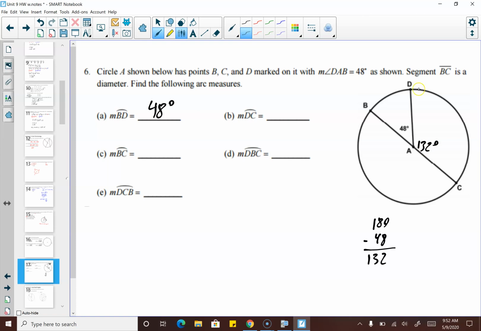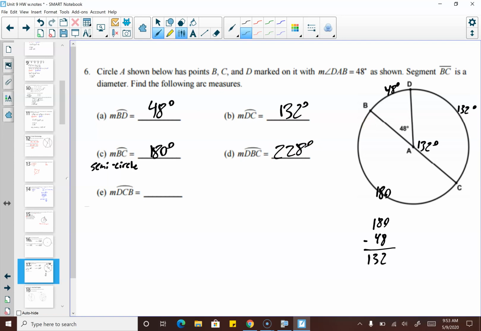So now if we look, what's the arc DC? Well, same thing. Central angle and its arc are congruent. So 132 degrees. What about BC? Well, arc BC here is a semicircle. Okay. Semicircle, fancy for half circle, is 180 degrees. What about DBC? So we know that's 180. And we found out that this was 48. So what is DBC? Well, it's the 2 of them added together, which gives us 228 degrees.